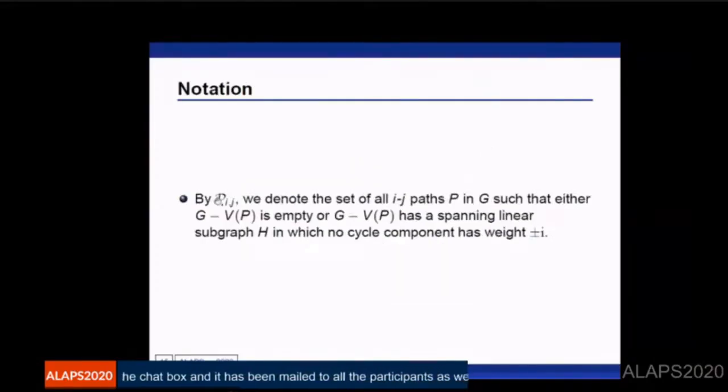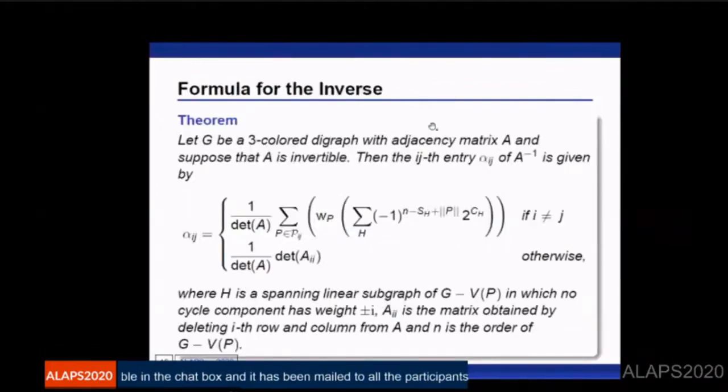Then we have some notation. By Pij, we mean the ij paths P in the graph G such that either G minus Vp, where Vp is the vertex set of the path P, is empty, or G minus Vp has a spanning linear subgraph H in which no cycle component has weight plus or minus i. So Pij is defined like that. And with that, recently we have obtained this formula for the inverse of the adjacency matrix of a three-color diagram. The inverse of the adjacency matrix of a three-color diagram is obtained this way, and this is the formula for that.